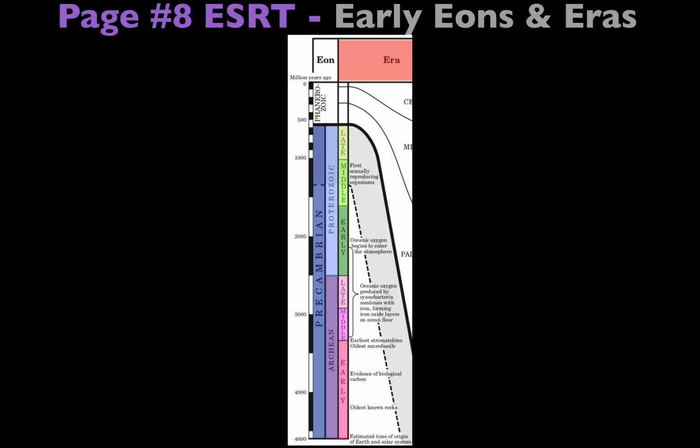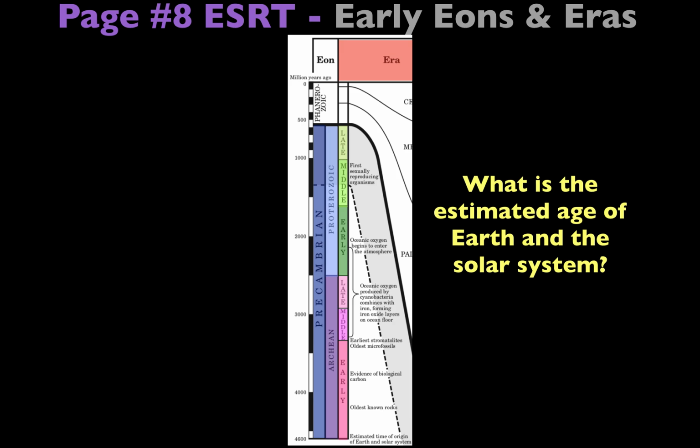Now, if we look even further to the right, you're going to see important events that have happened during these early eons and eras. And we can use this time scale to pinpoint the name of those early eons and eras and even how long ago these events occurred. So let's look at an example question. What is the estimated age of Earth and the solar system?